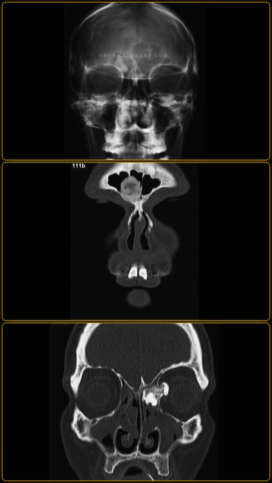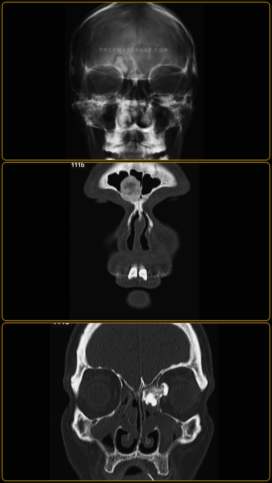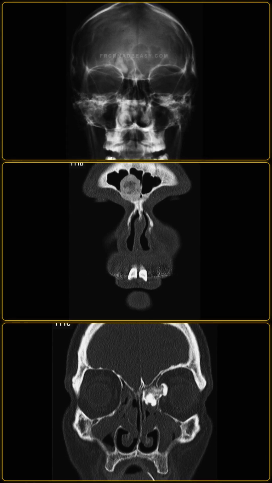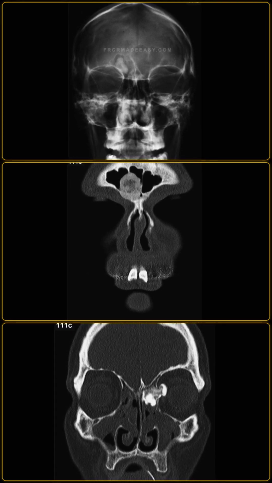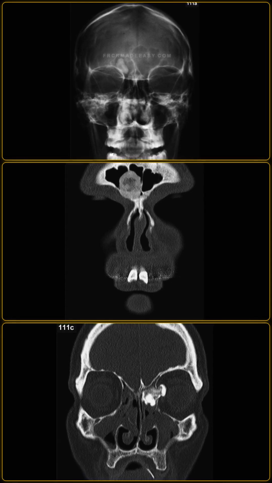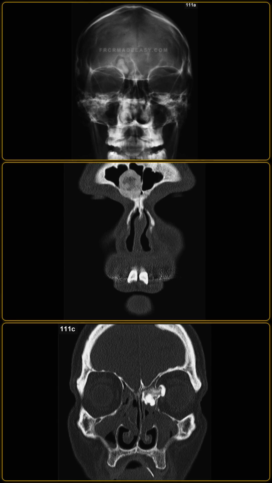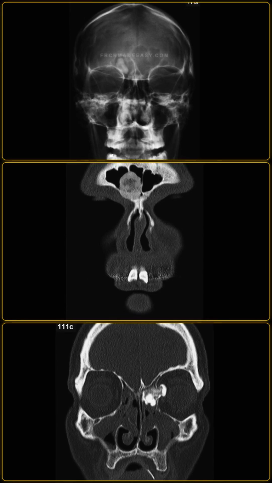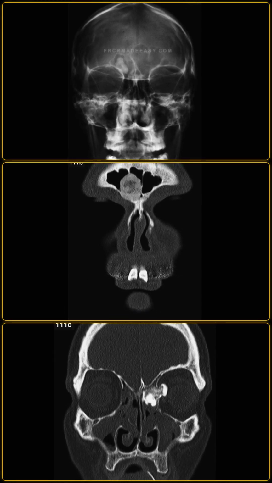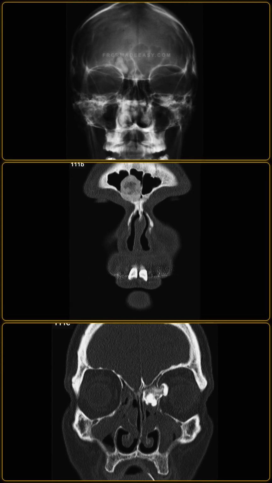How would you manage this patient as a radiologist? Well, as a radiologist, if this is an isolated, asymptomatic incidental osteoma, I would recommend no further imaging or treatment. If the patient has persistent headaches or symptoms of sinusitis, I would recommend a non-contrast paranasal sinus CT to evaluate sinus patency and rule out complications.